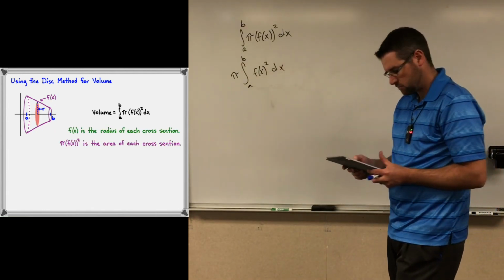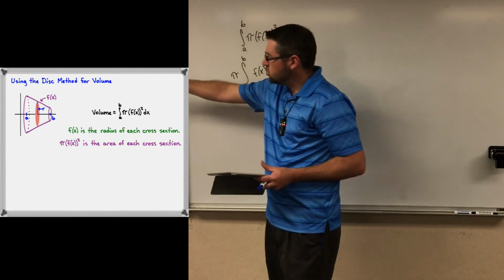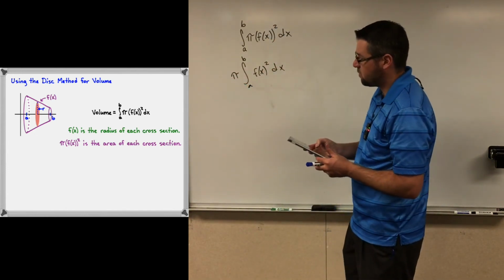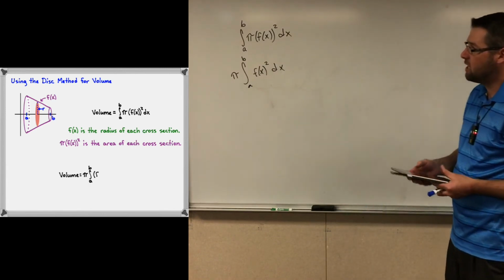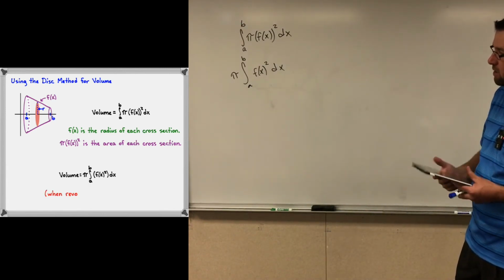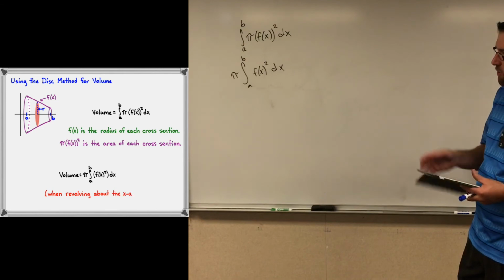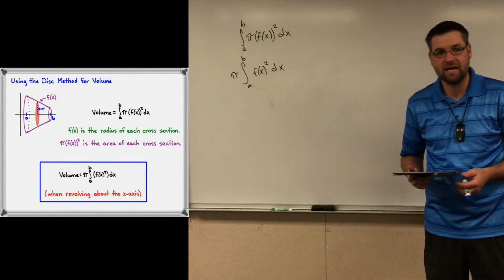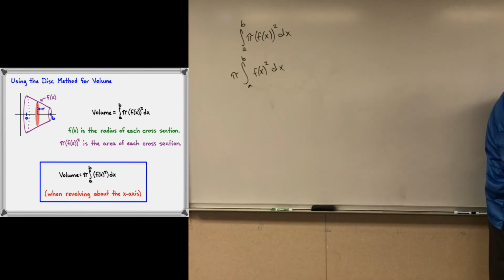So f of x is the radius, like we said, and therefore pi times f of x squared would be the area of the cross section, and that's why it's the integral of the area dx. So that's the general equation if you're revolving about the x-axis. What if you're revolving about the y-axis?